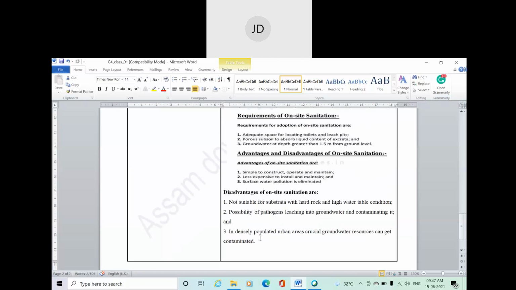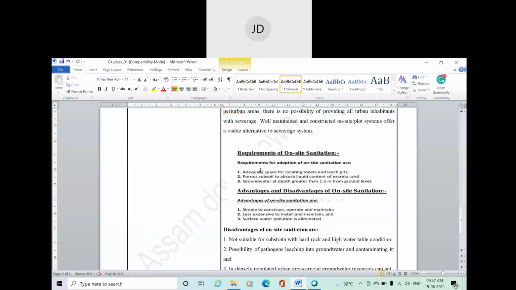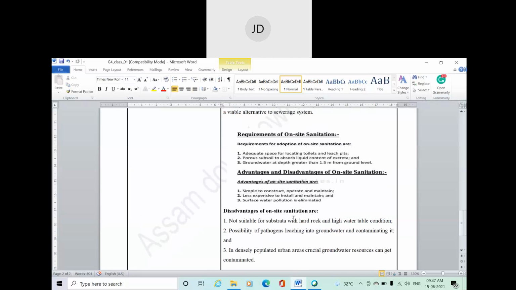On the other hand, these have some disadvantages. It is not suitable for substrata with hard rock and high water table conditions. We have already discussed in the requirements of on-site sanitation that if your groundwater level is very high in a particular location, we should not go for on-site sanitation. In that case, there is a possibility of groundwater contamination. We should prevent that.